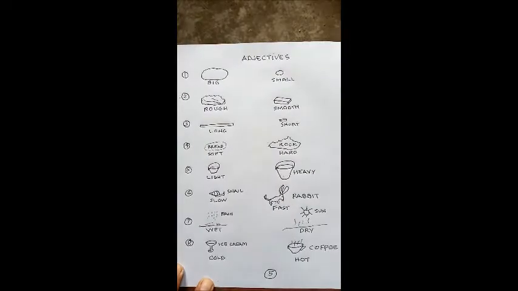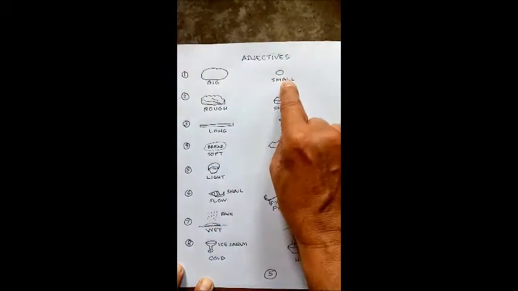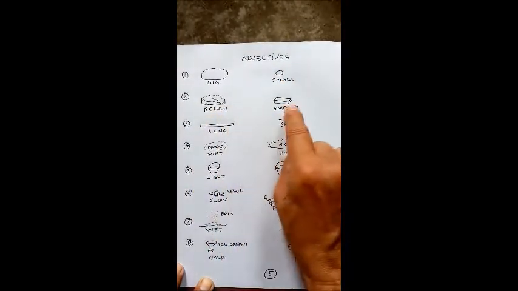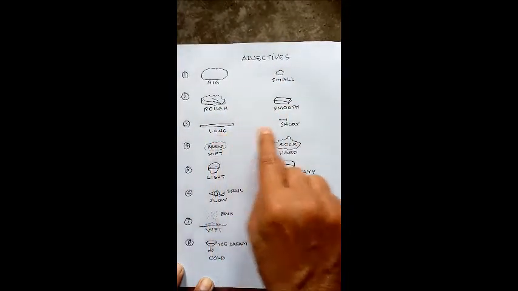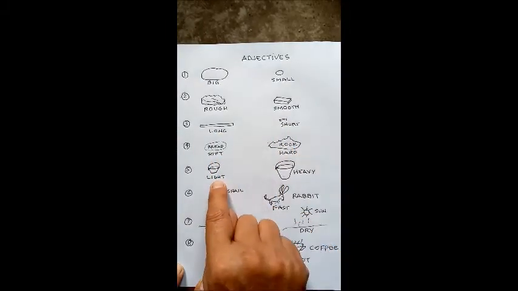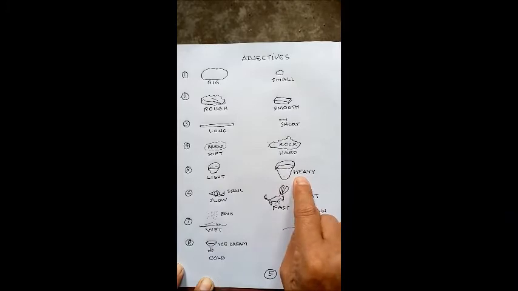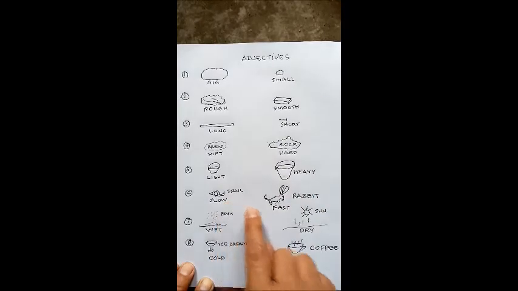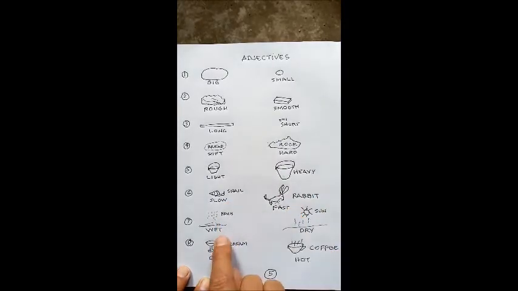Here are some more adjectives. These are opposites. Big and small, rough and smooth, long and short, soft and hard, light and heavy, slow and fast, wet and dry, cold and hot.